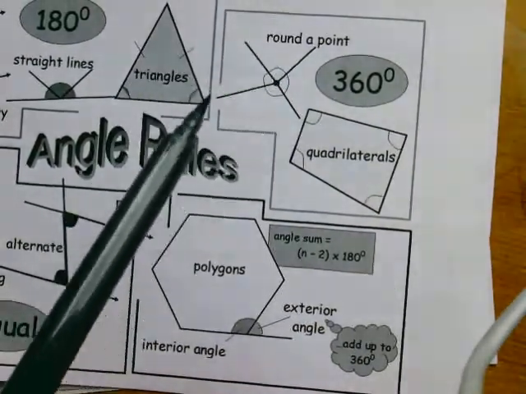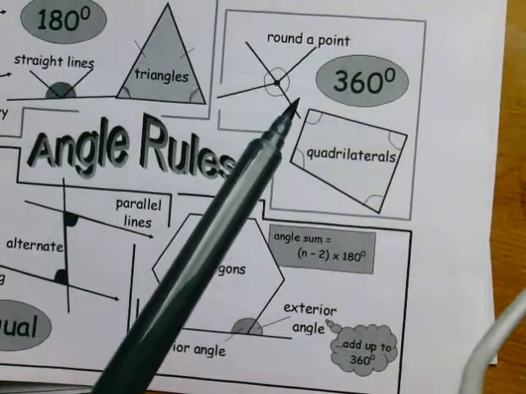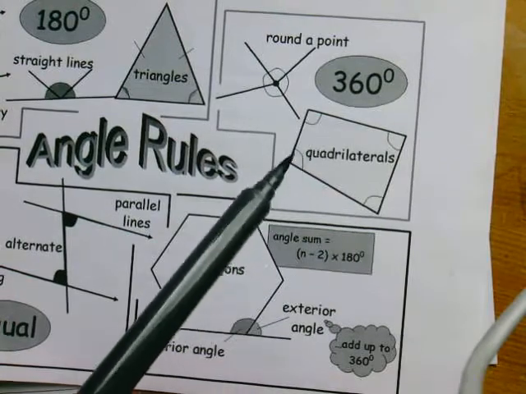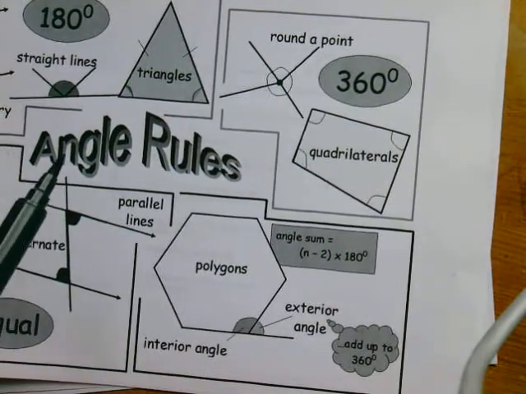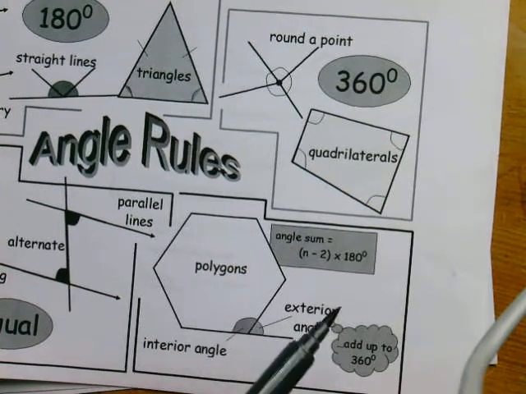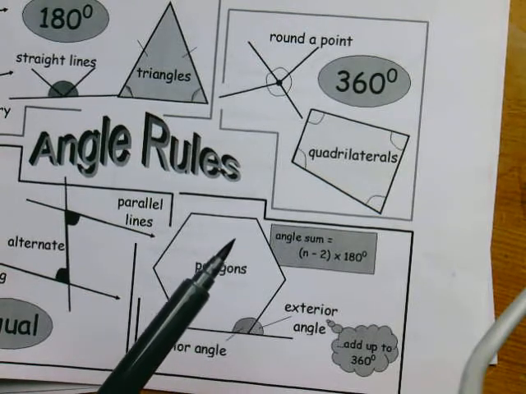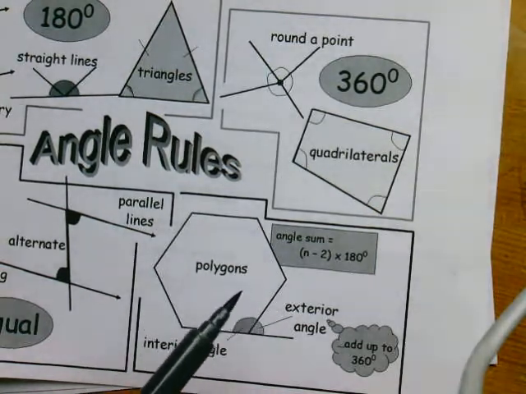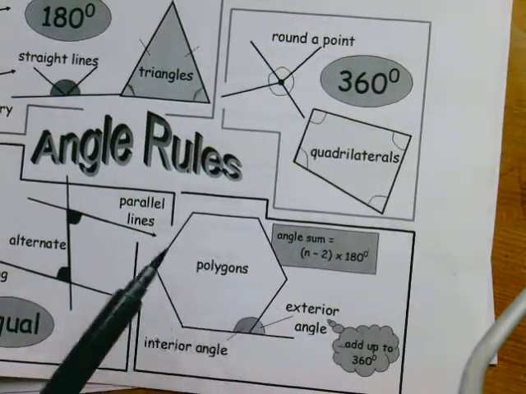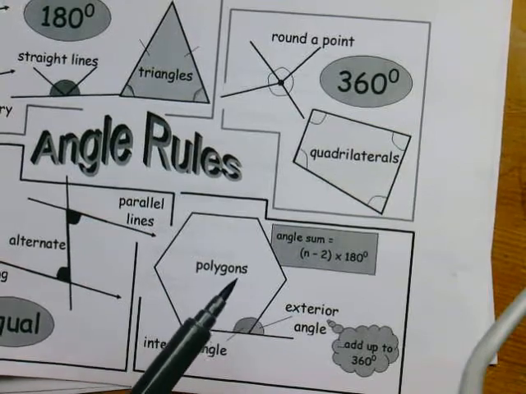Angles around a point always add up to 360. Interior angles in a quadrilateral will always add up to 360. And then we have the method for finding the total interior angles and exterior angles of any polygon. Okay, so we're going to refer to this while we go through these questions.